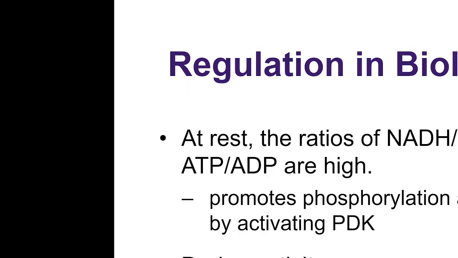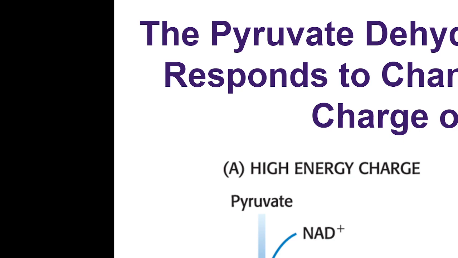So at rest, your ratios of NADH to NAD+, acetyl-CoA to CoA, and ATP to ADP are going to be high. This is going to promote phosphorylation and inactivation of the complex by activating PDK. And again, that's the methodology of this.